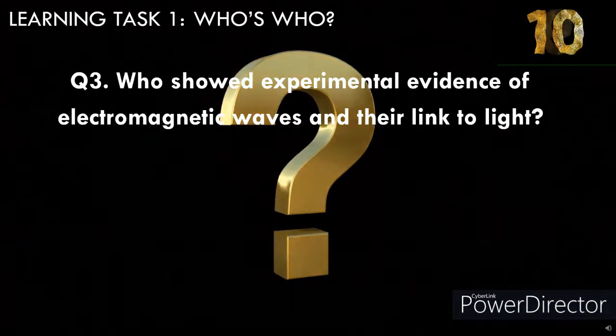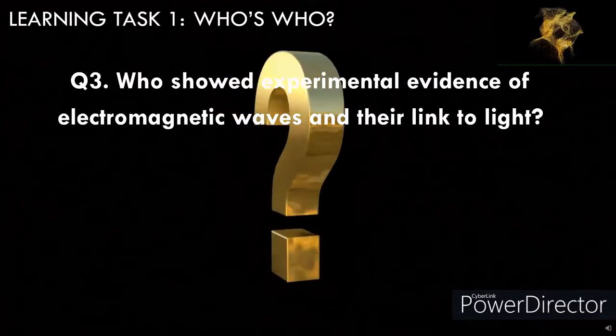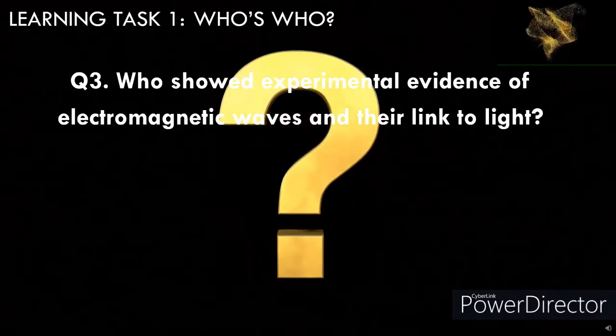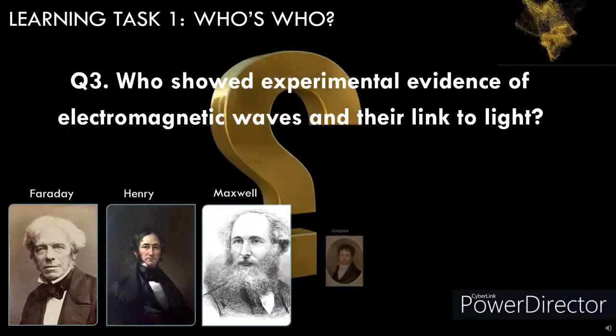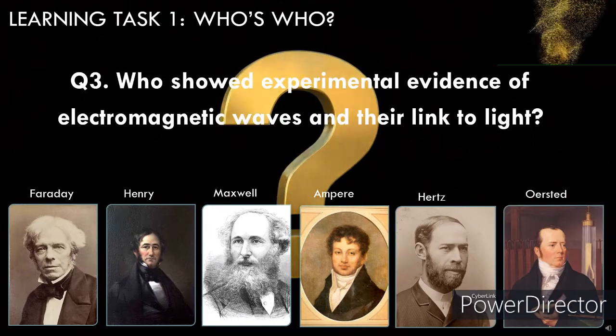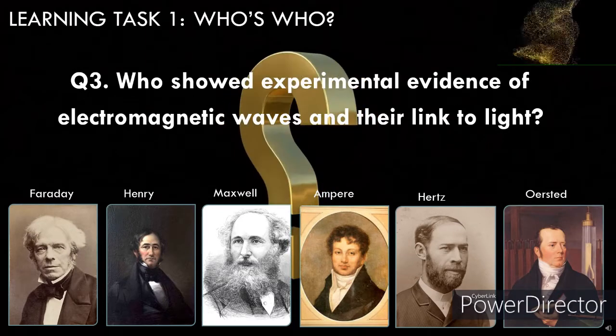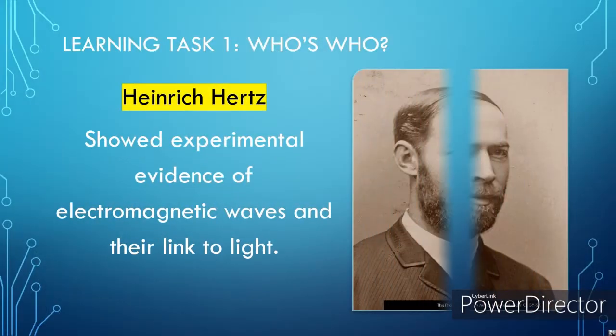Question number 3. Who showed experimental evidence of electromagnetic waves and their link to light? Faraday, Henry, Maxwell, Ampere, Hertz, or Ørsted? The correct answer is Heinrich Hertz. He is the one who showed experimental evidence of electromagnetic waves and their link to light.